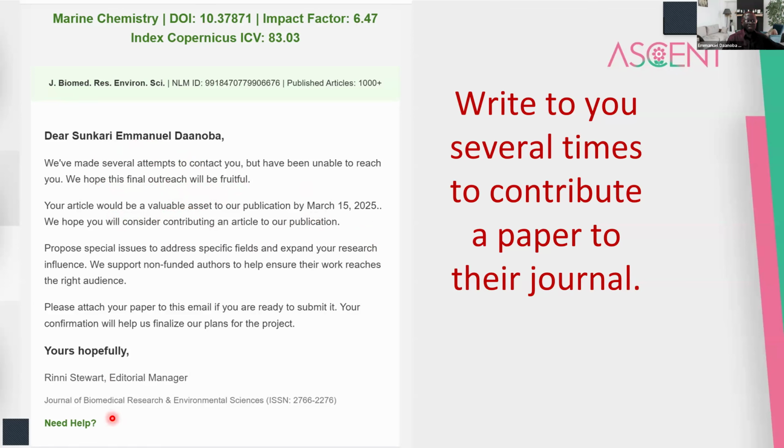Look at this, Journal of Biomedical Research and Environmental Sciences. Well, environmental sciences have something to do with me, but biomedical research, no. I don't contribute to journals that are multi-oriented and they don't have DOI, only ISSN. That's why I told you they will be stressing on ISSN. They don't have DOI. And then the way they are writing to you repeatedly, that shows that it is fake.